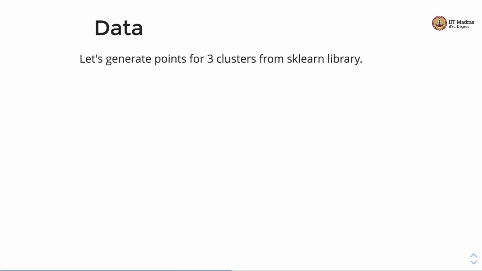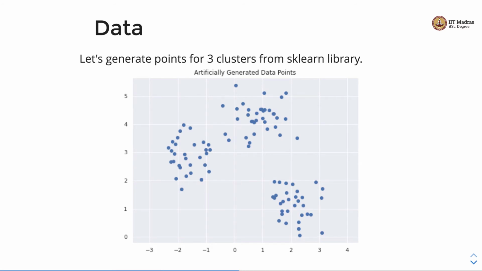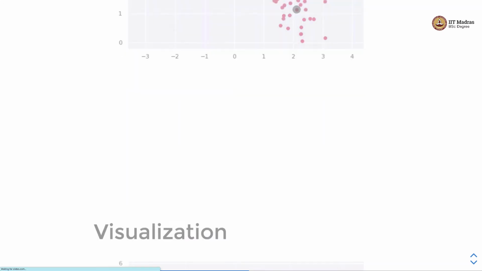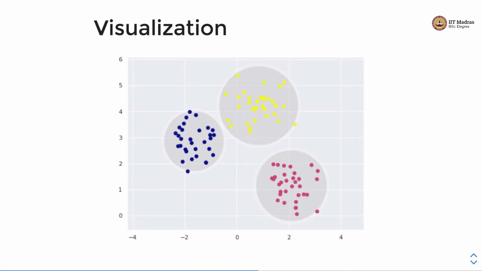So let's look at an example of k-means clustering algorithm. Here we generate points from 3 clusters using a sklearn library. These are artificially generated data points such that they form roughly 3 clusters. Then these are the centroids, and these are the clusters that were formed after running the k-means clustering algorithm.